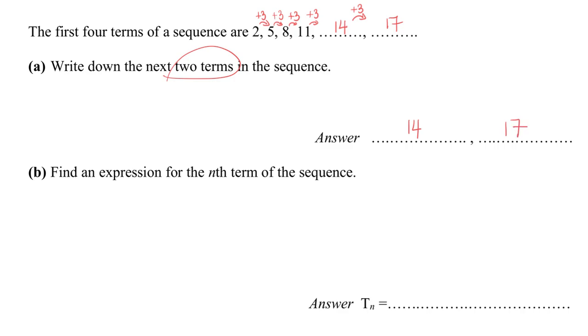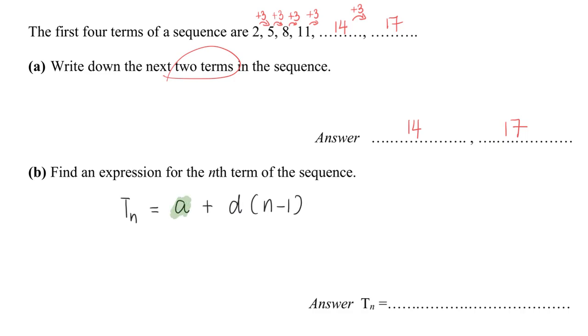Part B is to find an expression for the nth term. And this one, there's actually a formula that you guys, my viewers, may be interested to remember. For this nth term, this expression can actually use this formula: A plus D times n minus 1. So what is this A and this D?